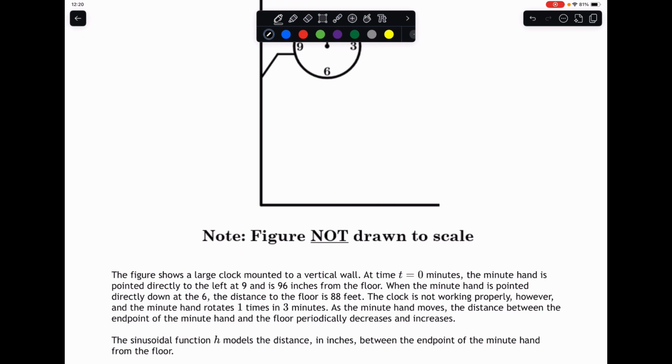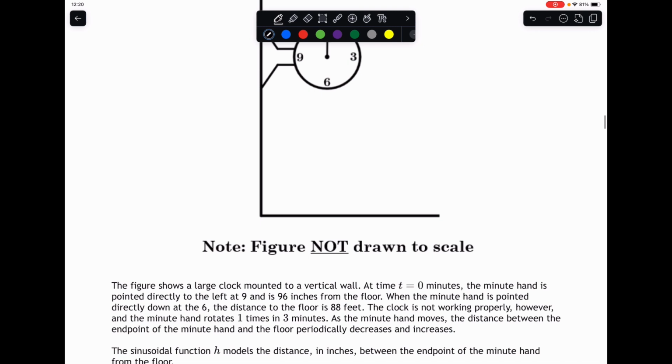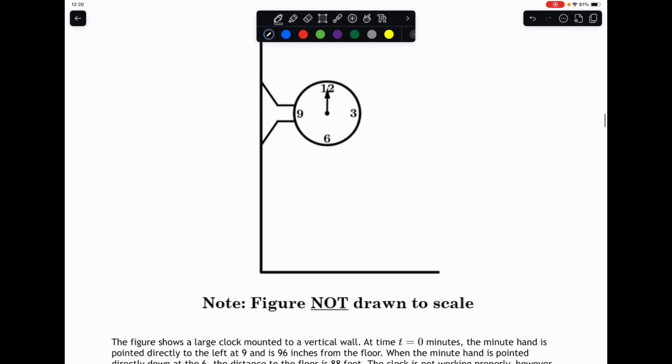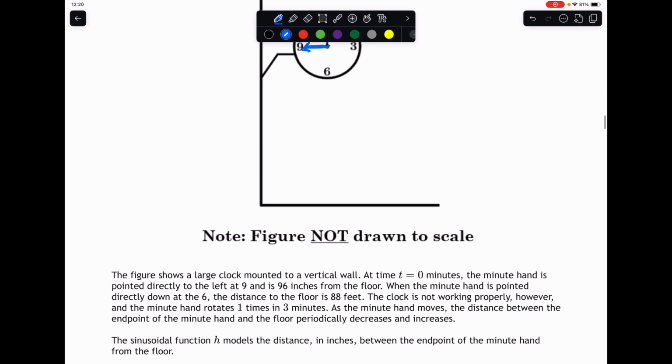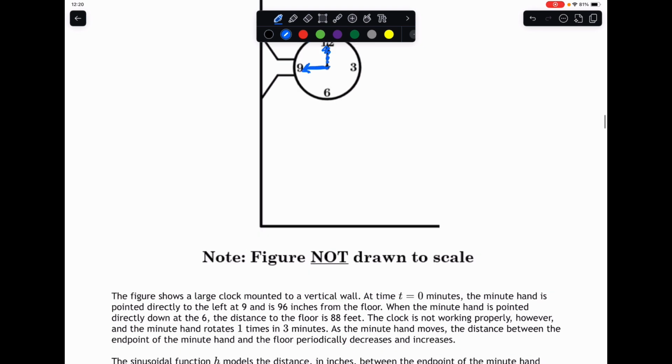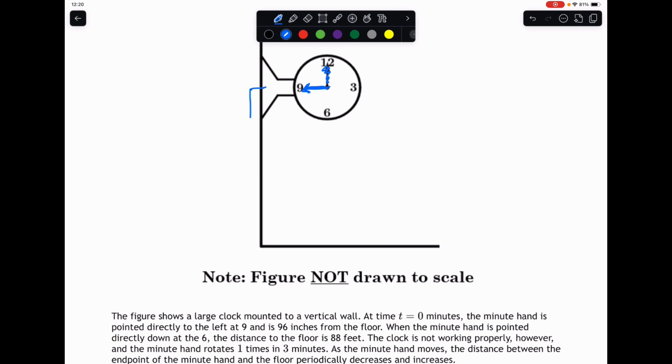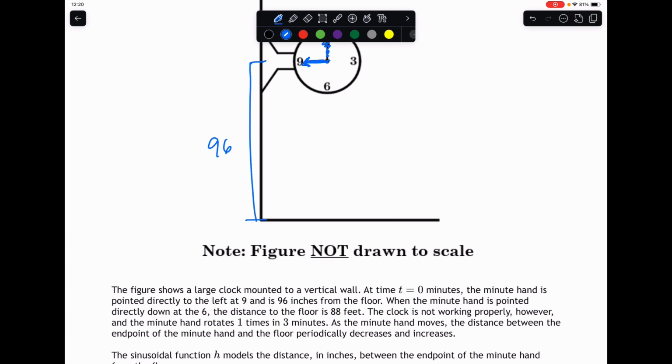Now the figure shows a clock mounted to a vertical wall, and at t equal to 0 minutes, the minute hand is pointed directly to the left at 9. So imagine this pointing there, pointing that distance right there. And it's 96 feet from the floor. So that distance from here to the floor is 96 feet. When the minute hand is pointed directly down at the 6, the distance to the floor is 88 feet. So the distance from here to the floor is 88 feet.